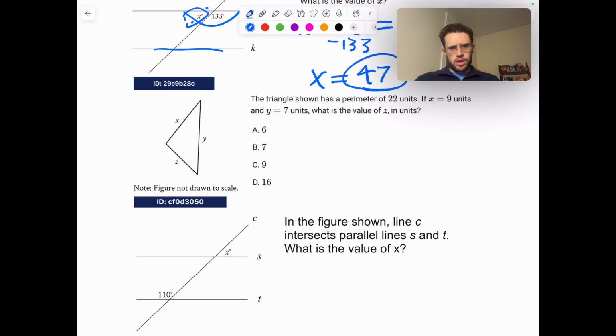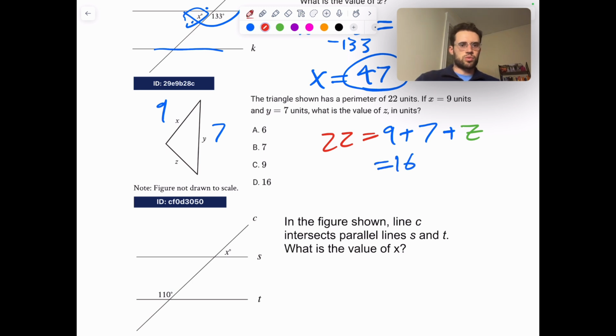The triangle shown has a perimeter of 22 units. If x equals 9 and y equals 7, and they're both units, what is the value of z? Well, the perimeter is just all those added up, so x plus y plus z equals 22. So 22 equals x, which is 9, plus y, which is 7, plus z, which is what we're solving for. So 9 plus 7 gives us 16. 16 plus what would be 22? That would have to be 6. So we'd say z is 6.